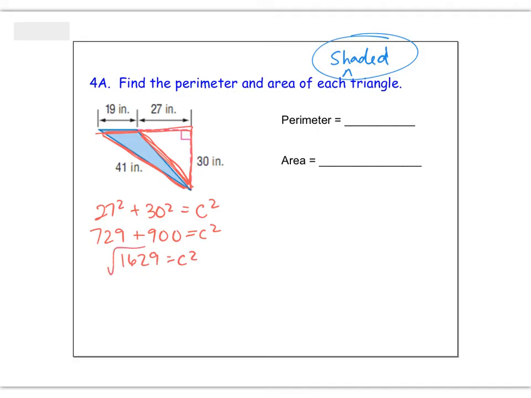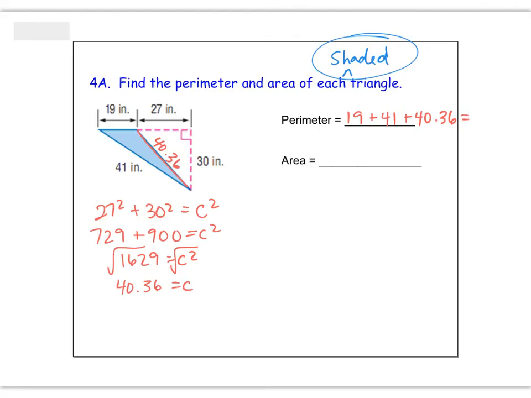And if we take the square root of that, it's not a very nice number. It's about 40.36 is c. So on our picture, this distance right here is 40.36. Okay, but now we can find the perimeter of the blue triangle. It's going to be 19 plus 41 plus 40.36. You add up the three sides around the triangle.